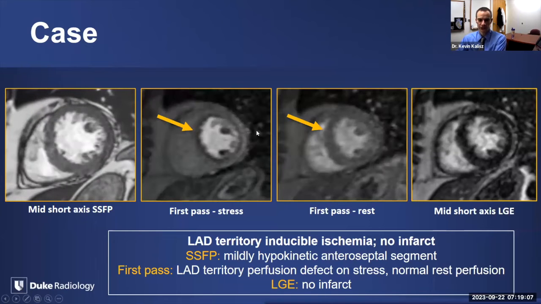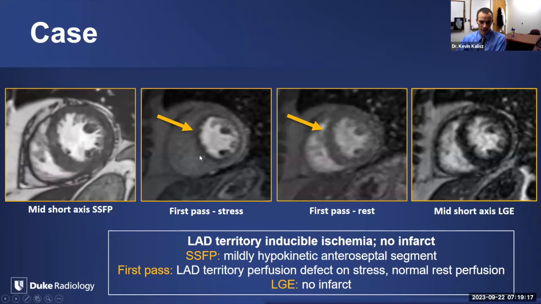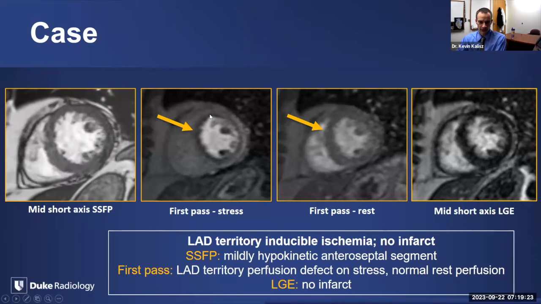I'll stop here and just show the salient findings. So we have stress and rest images at this level here in the mid short axis. On this particular stress image, in the background of normally enhancing myocardium, we see this subendocardial perfusion defect in the anterior here, where the arrow is, in the septal, and maybe even a little bit here in the inferior, at least inferior septal segment.